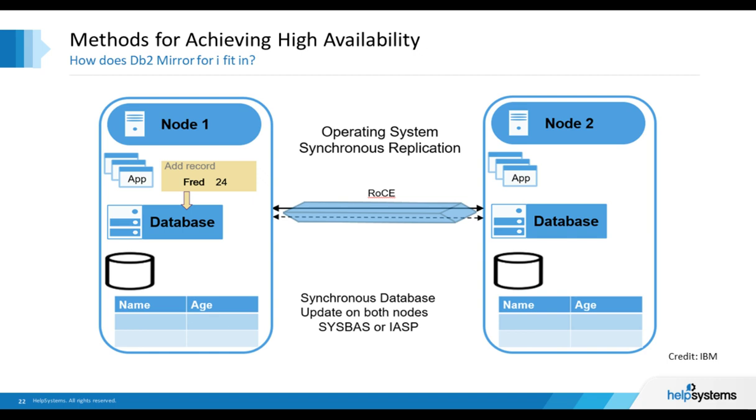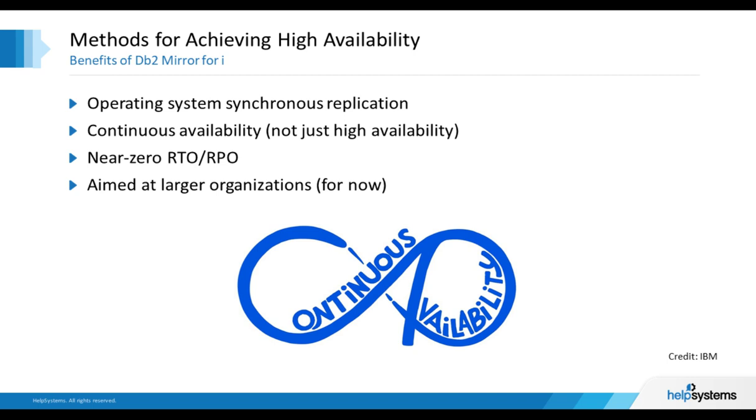Because of the limit of the RoCE cable, it's around a 200-meter limit, making this really a data-sensitive solution. So don't confuse it with disaster recovery. It isn't disaster recovery. It's the highest of the high availability. So just think continuous availability when you think Db2 Mirror for I.